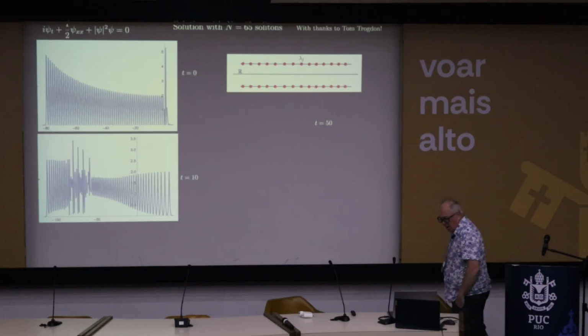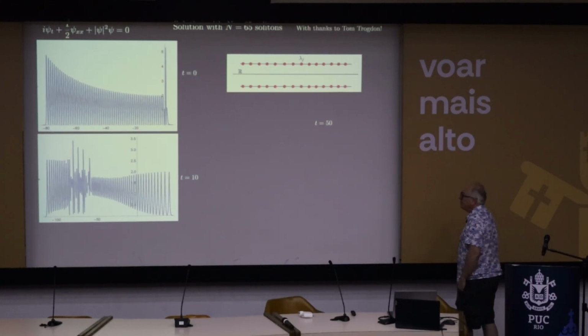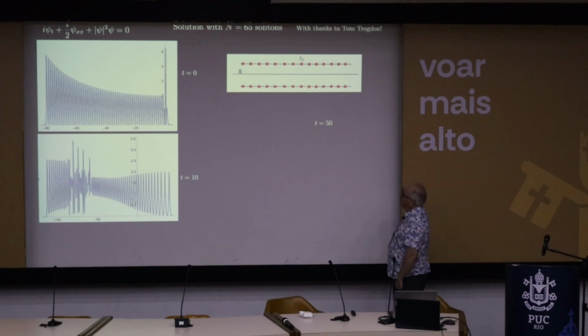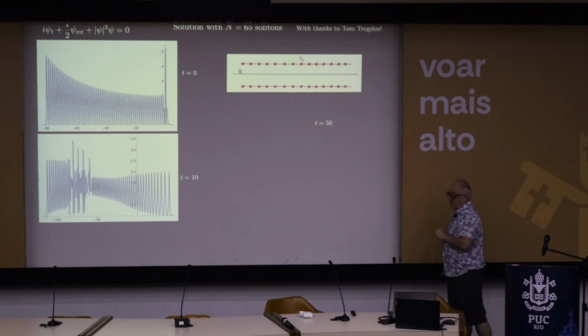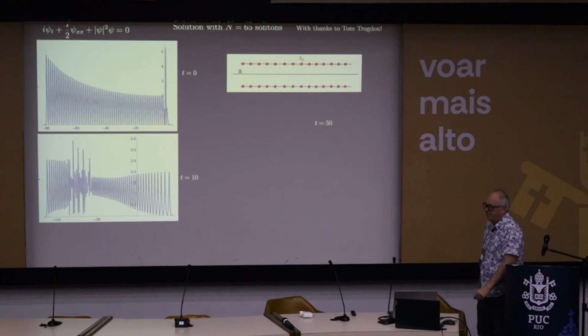So it's probably good to show you some pictures. This is now not the KdV equation, but the nonlinear Schrodinger equation. You're looking at the absolute value of the solution at t equals 0 up there. And that's a particular solution which is described spectrally by this picture here. I'll say more about that, but I have 65 solitons embedded in this solution.